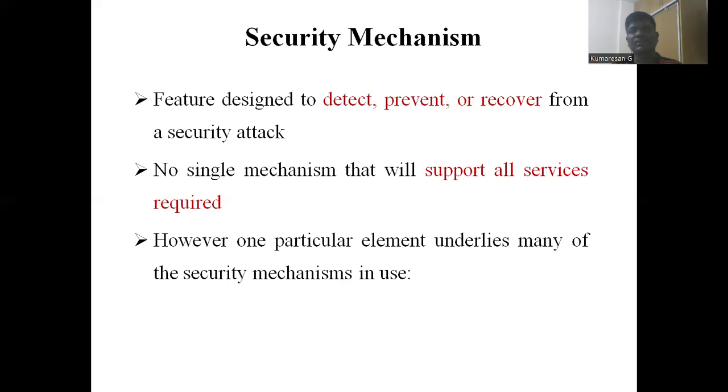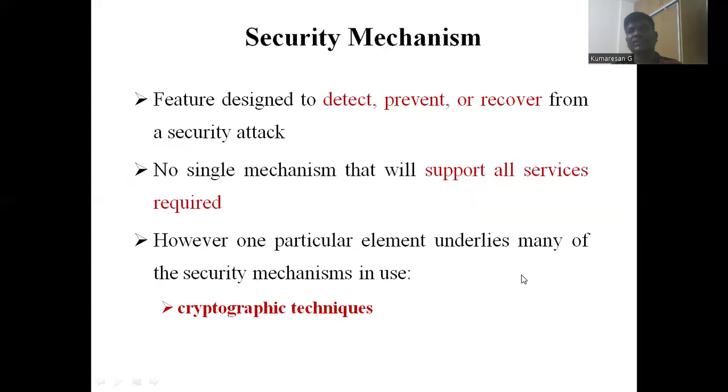And one particular element underlies many of the security mechanisms in use. We already know there are many cryptographic techniques. By using cryptographic techniques, we may protect our confidential information. Suppose you are using cloud; most of the time cloud computing users integrate the AES algorithm, the Advanced Encryption Standard algorithm. That algorithm is the best fit for cloud computing services. There are many reasons why people choose the AES algorithm.